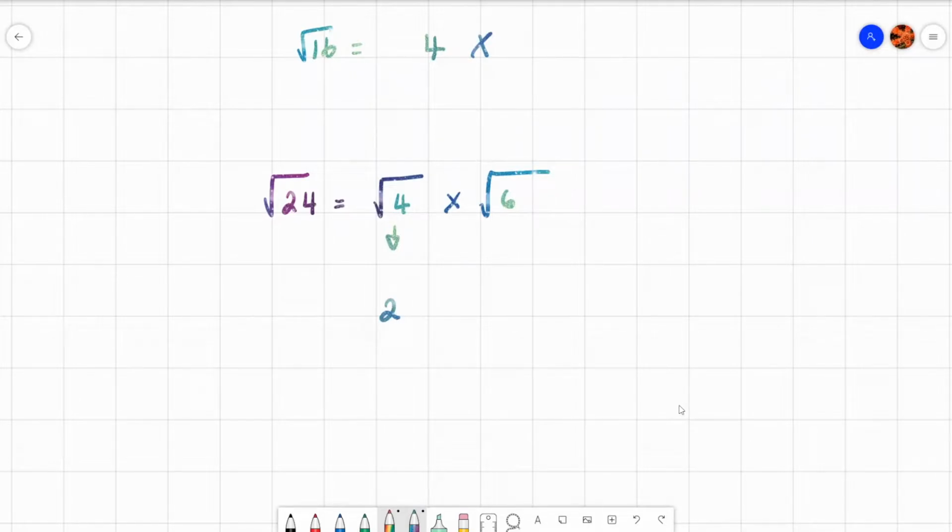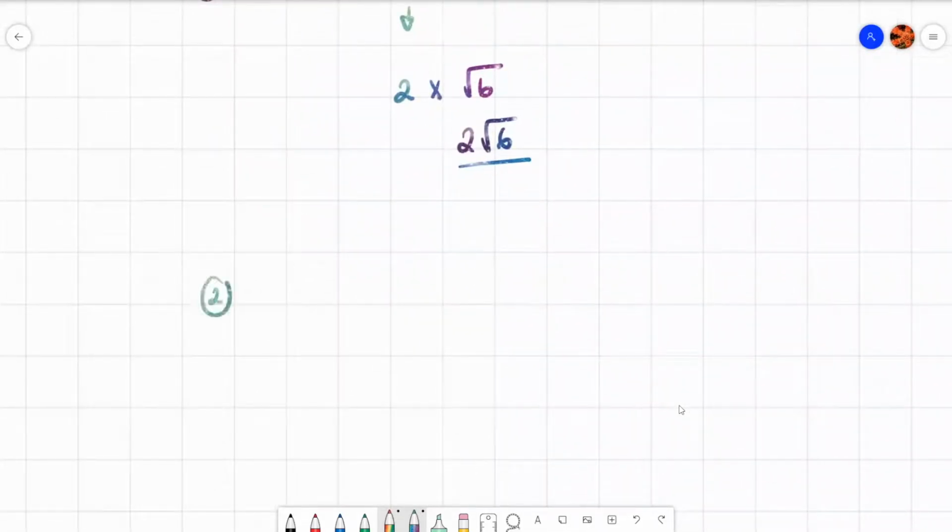Now that's not possible because we've got 1 times 6, none of them are square. And then we've got 3 times 2, and that's not square. So we can't simplify that any further. So I've got 2 times square root 6. Well, we don't write the times sign in between, so we're just going to write 2 root 6. So the square root of 24, simplified, would give me 2 root 6. Okay, that's the first example.